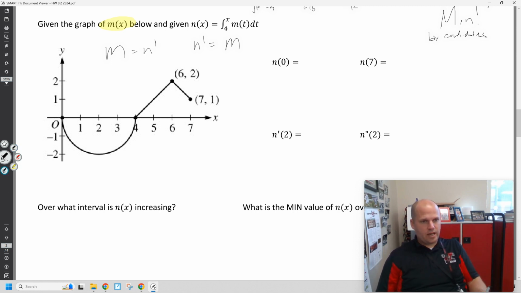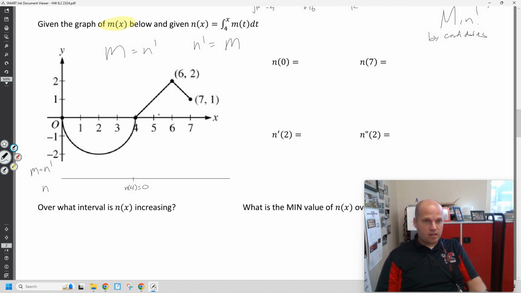If you want to do a sign analysis, you can. But you know, M of 4 is 0. Like, this is another approach to doing these problems. Go straight to your sign analysis. M, which equals N prime, is the derivative. N's value at 4 is 0. I know that's 0 because you got that.